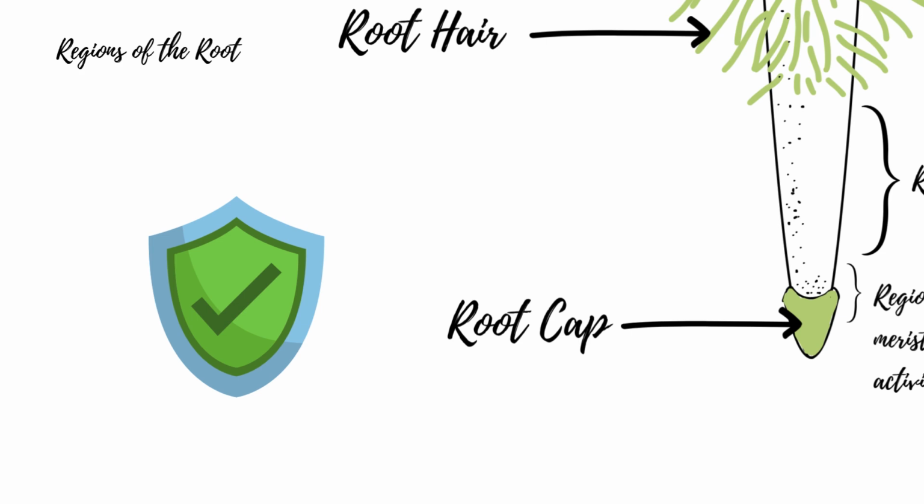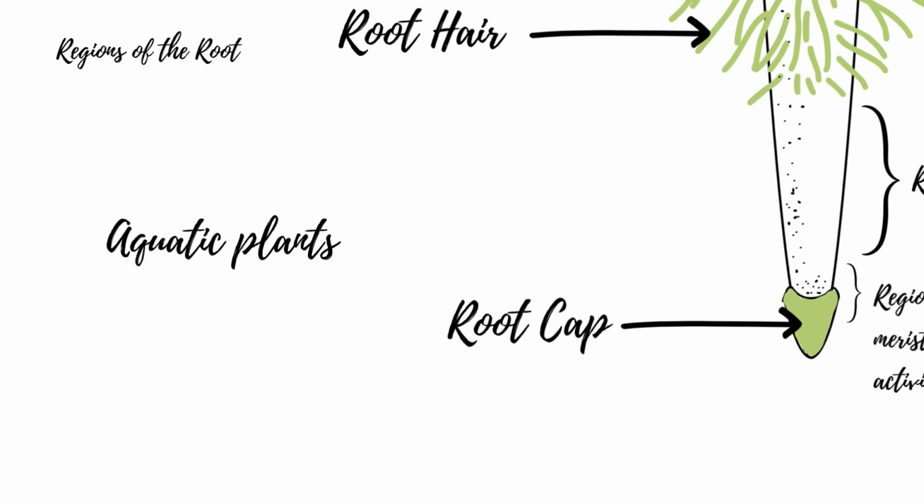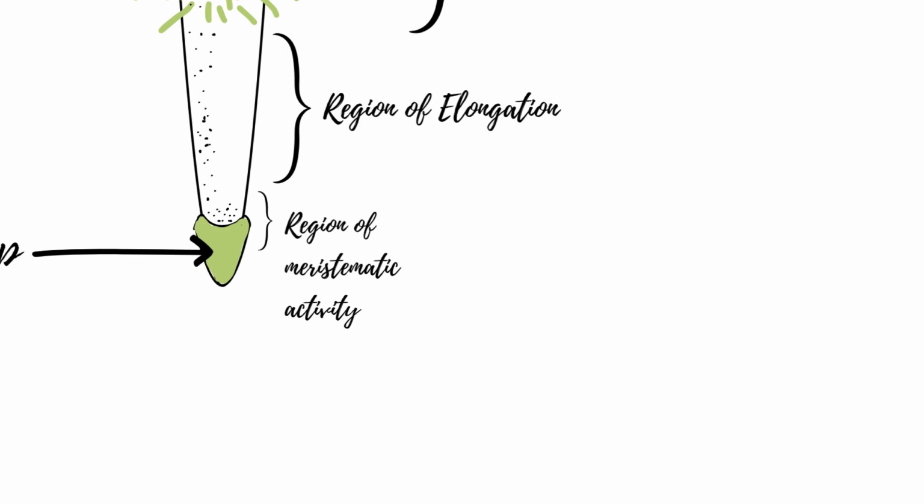In some plants, especially aquatic plants, the root cap may be replaced by a slimy structure called a root pocket. Second, region of cell division. Just behind the root cap is the region of cell division, also called the meristematic zone. The cells continuously divide and produce new cells. This is the active growing region of the root.